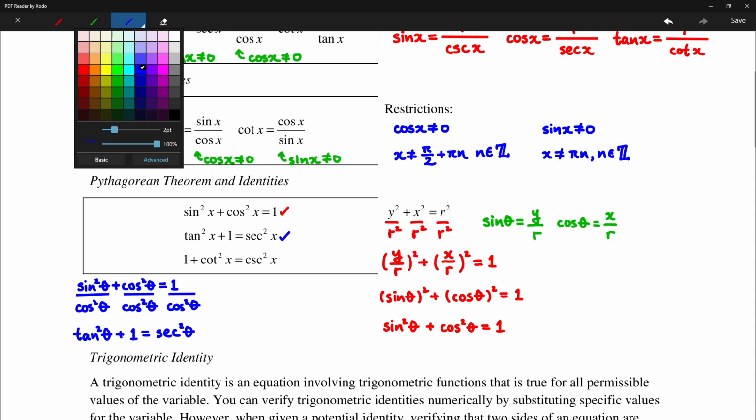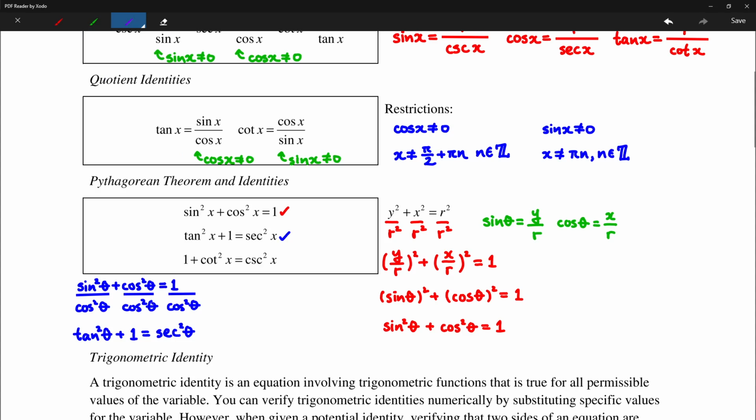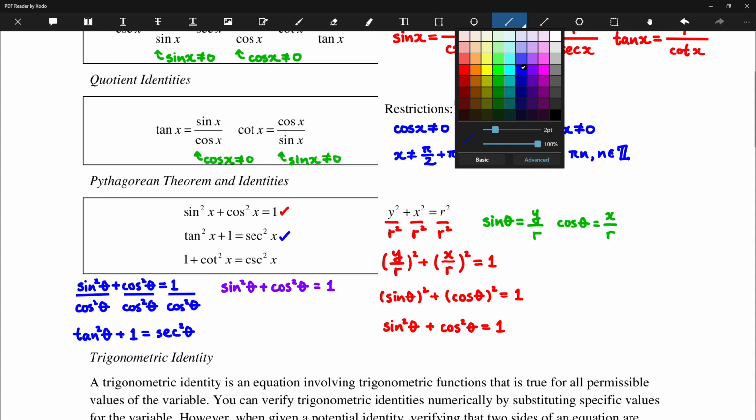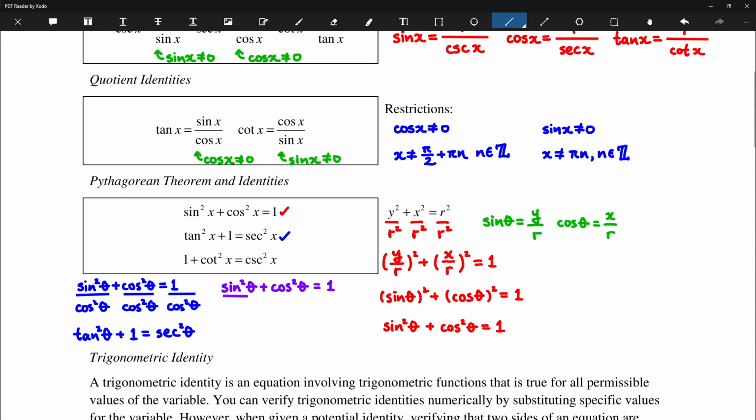So that's how the second of the identities can be derived. And finally, the last one, same kind of idea, but this time around, we're going to divide every term by sine square theta to achieve very similar results. So we can divide all three of these by sine square theta.